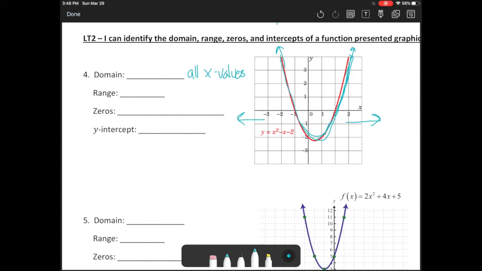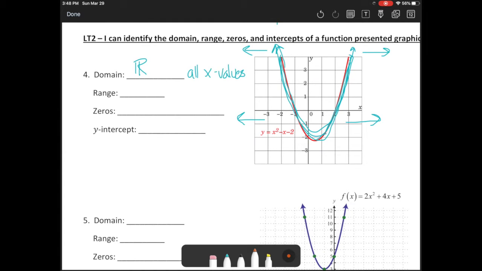So our domain, which is all of our x values, would be all values to the right, all values to the left, and all values in between. So it would be all real numbers. And you may recall that you write real numbers with an R with a double vertical stem and then the rest of the R. That means all real numbers. Okay, now the range, let me change colors here.